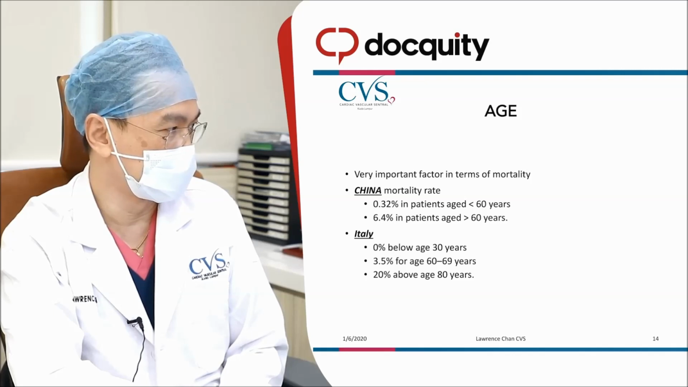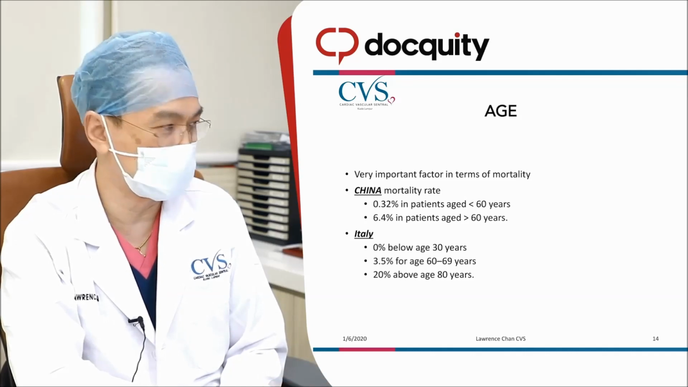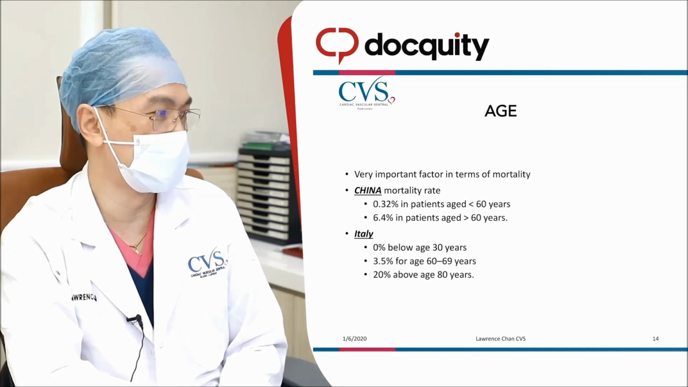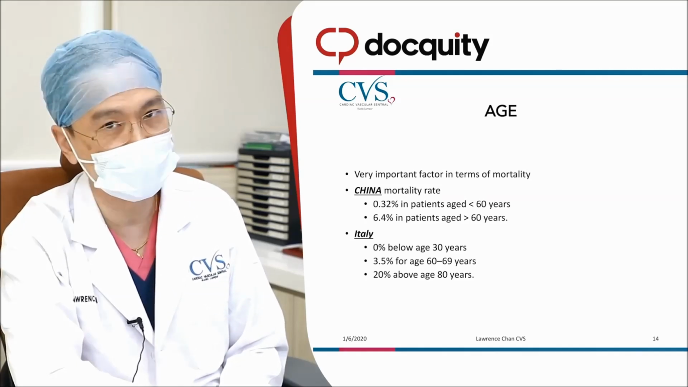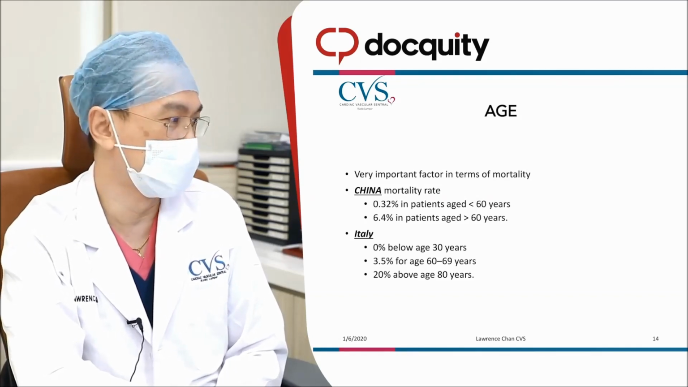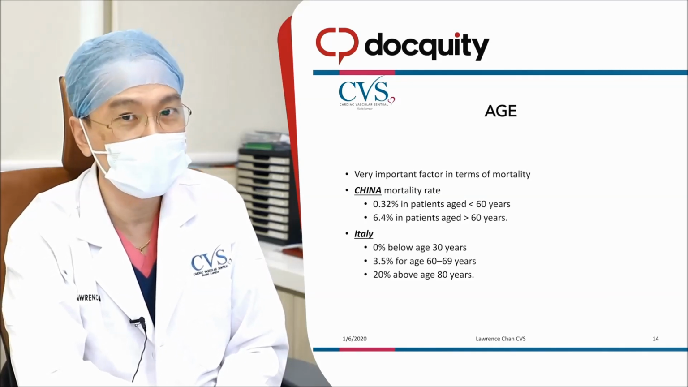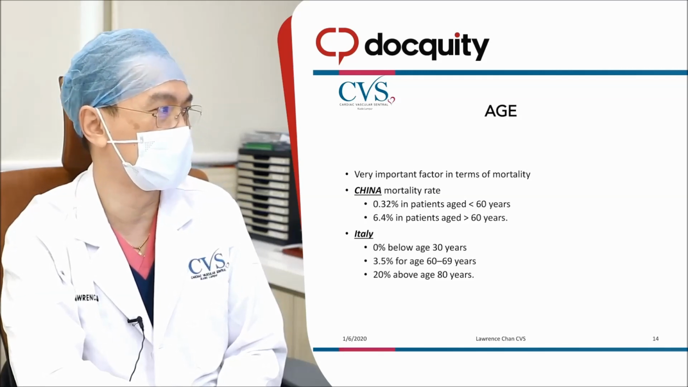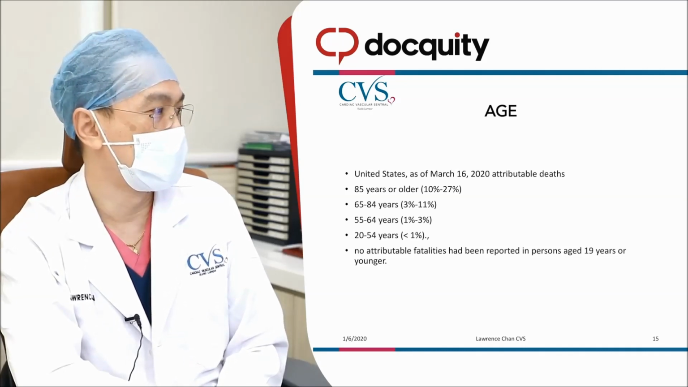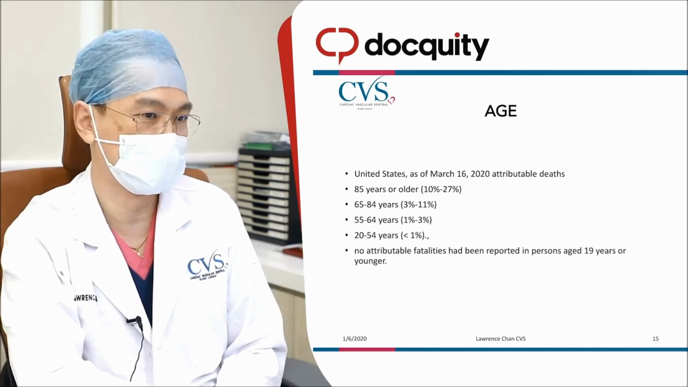If you look in China, very few below 60 years of age succumb. The case fatality rate was 0.3%. Unfortunately, above 60 years old, above 6% of patients did not make it. The same applied in Italy. Below 30 years old, nobody succumbed, and above 80 years old, 20% did not make it. Similar things were seen in the United States. Up to 30% of the patients that succumbed were 85 years old and above.